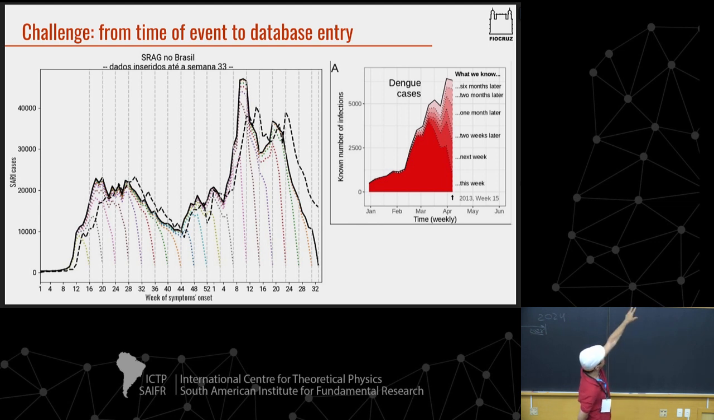And you can see that in terms of dengue, this is for Rio de Janeiro, if I'm not mistaken, in 2013. You can see that even 1 month later, we were still quite far from what was happening, and the trend was still pointing downward.